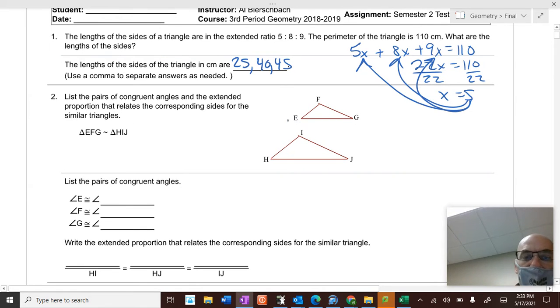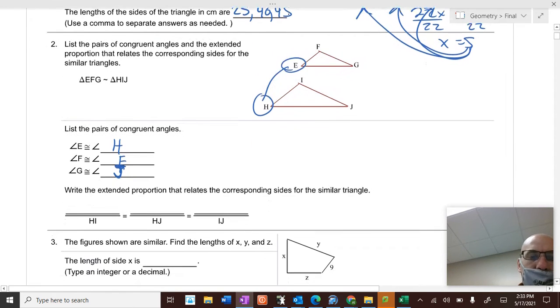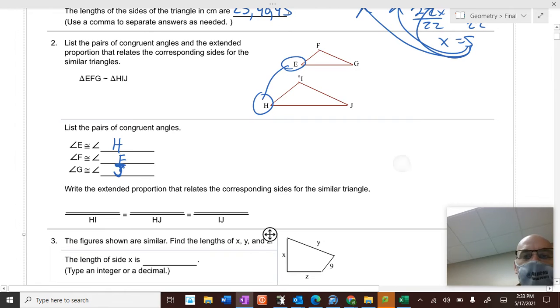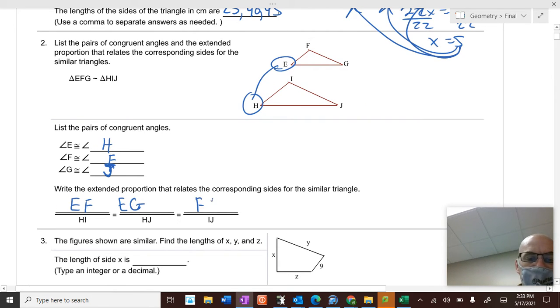All right. E corresponds with H. So it's E to H, F to I, G to J. Okay? Those three. And then HI is EF. HJ is EG. And then IJ is FG. And you don't even have to look at the picture. You can just match them up with these letters here. Okay? You can just use the order of the letters up there to match everything up.